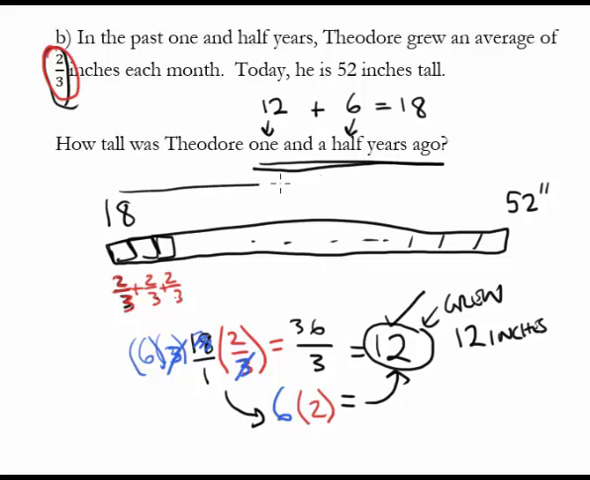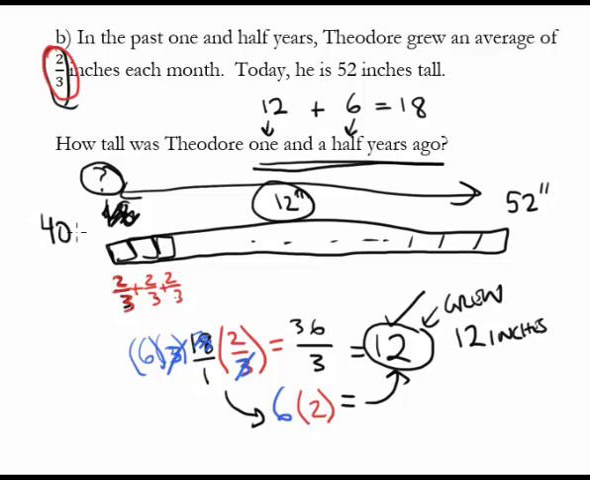In this time, he grew 12 inches. So the question is, how tall was he? Just cross that off right now. How tall was he before he started growing 12 inches? Well, he was obviously shorter because then he grew more to get taller. So in fact, this is going to be 52 minus 12. 52 minus 12 is 40 inches. So this right here is your final answer. That's how tall he was 1.5 years ago.